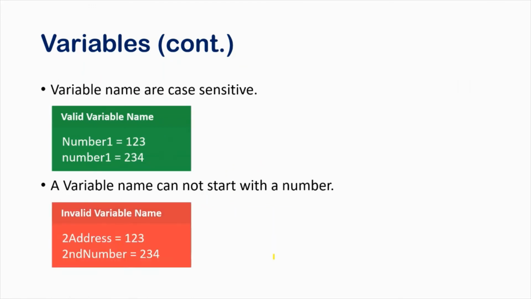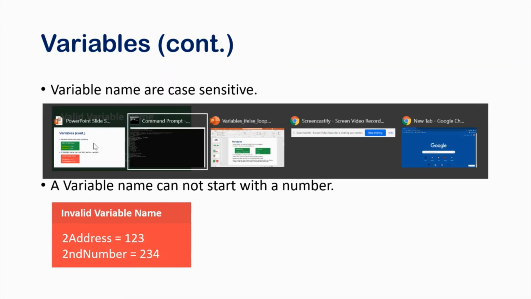Now we can come to the next slide. Variable names are case sensitive. What is the meaning of case sensitive? Case sensitive means it treats uppercase and lowercase differently. If we create a variable name with an uppercase letter, and the same variable name with a lowercase letter, Python will treat both as different variables. Like we can mention here, Number1 is a variable name starting with a capital letter, and number1 is a variable name starting with a small letter. Both are treated differently.